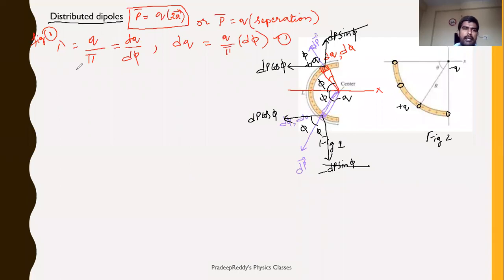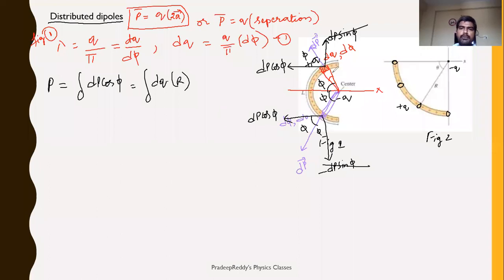Now what is the net dipole moment? In order to get the net dipole moment, you need to integrate. When integrating, you need to take only the horizontal components, because all vertical components get cancelled. So integrate dp cos phi, and if you integrate this total, you will get the net dipole moment. What is dp? dp is equal to dq into the separation. The separation is nothing but r.